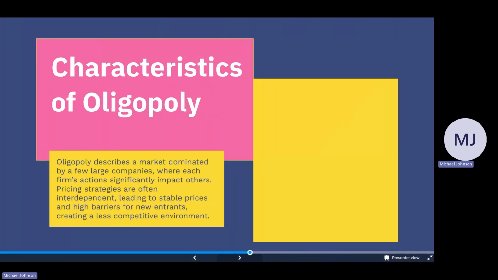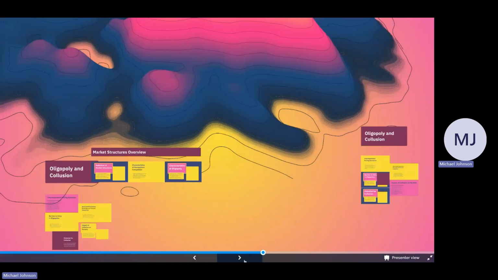Characteristics of oligopoly. Oligopoly describes a market dominated by a few large companies where each firm's actions significantly impact others. Pricing strategies are often interdependent, leading to stable prices and high barriers for new entrants, creating a less competitive environment.